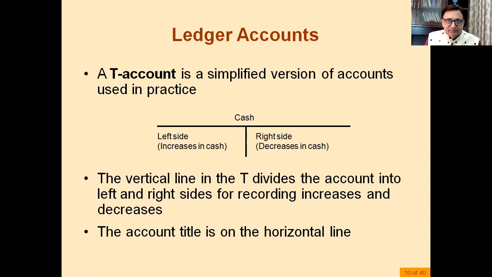That means debit what comes in. So the left side will increase, and we will post the increase on the left side. Similarly, when cash goes out from the organization, for example, you pay somebody else, it means cash goes out from the organization. So credit what goes out, and we will make the entry in the form of a decrease of cash on the right side. The vertical line in the T divides the account into the left side and the right side for recording increases and decreases. The account title is on the horizontal line. So basically an account is a T form statement which has two sides, the left side, represented as the debit side, and the right side, represented as the credit side.